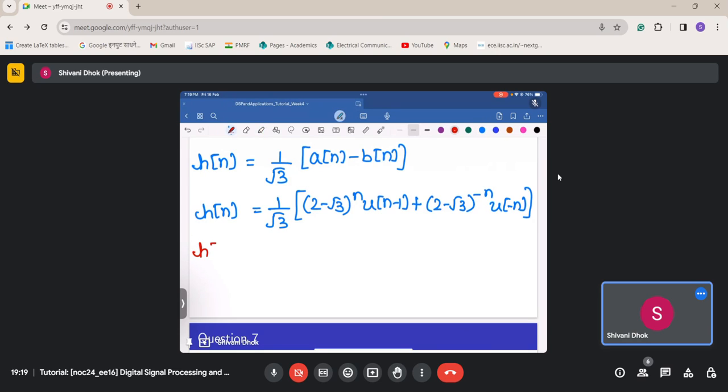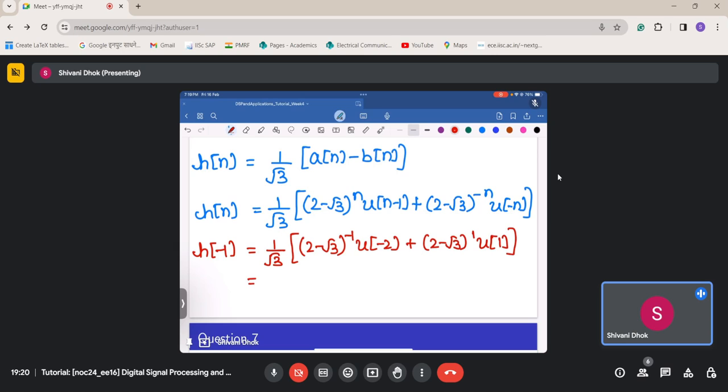h of minus 1. So this thing will be 1 by root 3, then (2 minus root 3) to the power minus 1 into u of minus 2 plus (2 minus root 3) to the power 1 into u of 1. So this u of minus 2 is equal to 0, only this term survives. So this thing here is 2 by root 3 minus 1.